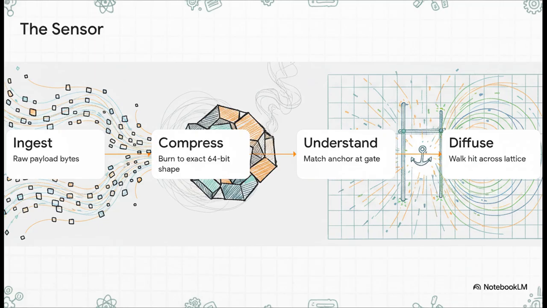First, it ingests the raw bytes. Second, it compresses those semantics into an exact 64-bit physical shape. This essentially burns the text payload away, leaving only its geometry behind, so absolutely nothing sensitive leaks out. Third, it understands by matching that shape to a physical anchor, using our 0.5378 nanosecond gate. And finally, it diffuses that hit across the lattice. The payload is gone, sure, but the exact physical receipt is completely secured.